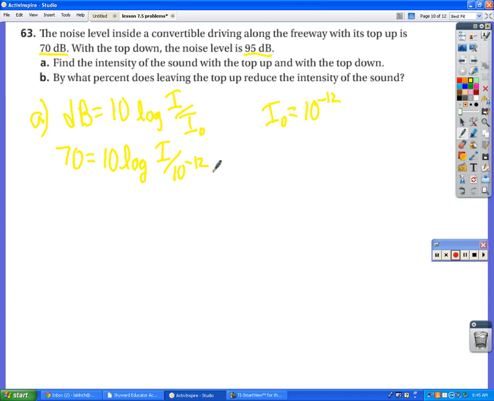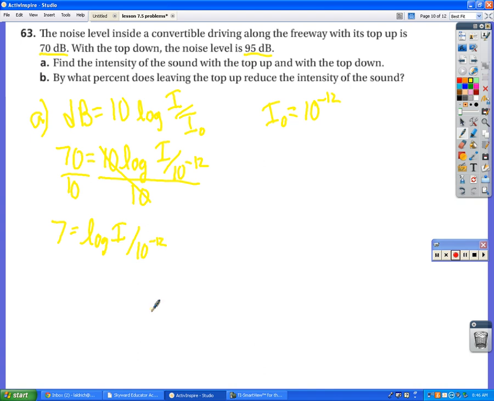We're going to want to do... Not yet. Throw it away. I want to divide each side by 10. Good. Let's divide each side by 10. So these 10s cancel. So 70 divided by 10 is 7 equals log of the intensity of the sound divided by 10 to the negative 12.